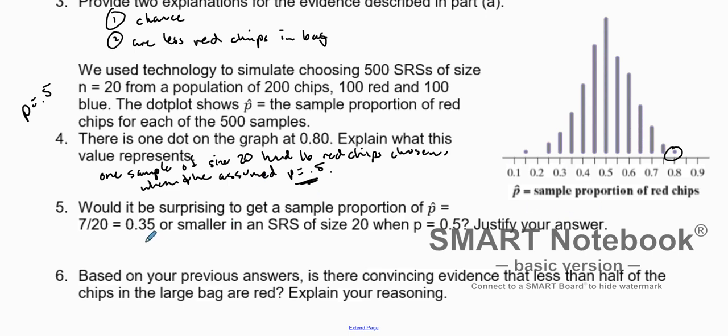Well, looking at this, where's 0.35? Well, 0.35 is going to be right here. And if you look at all of these values right there, this appears to be very common. So what's the probability of getting a sample proportion of 0.35 or less? Well, it appears to be very common. So would it be surprising? No.